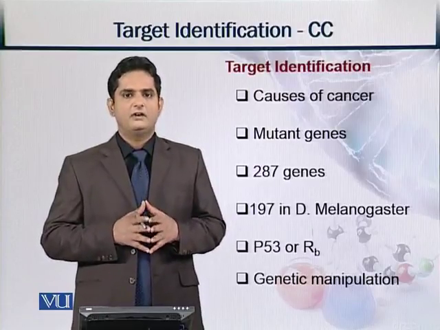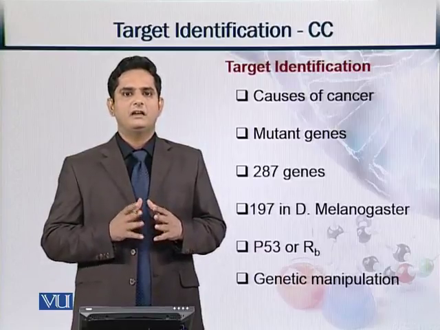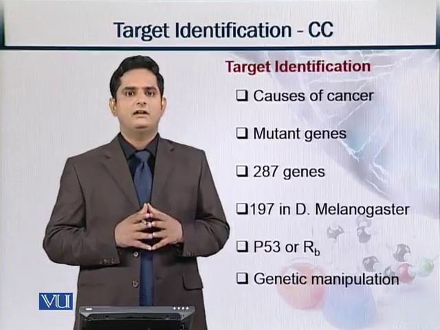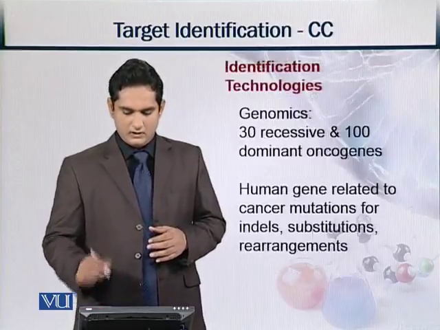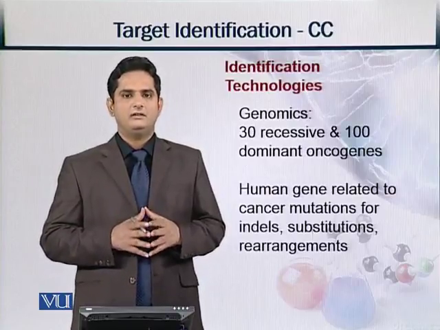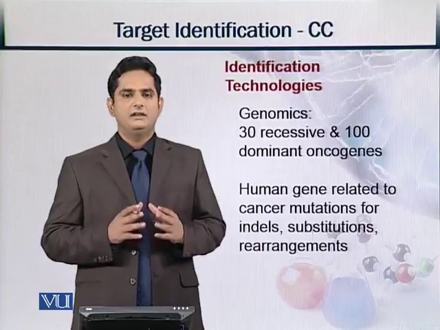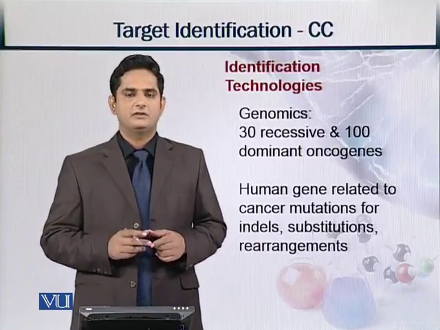If we have this information about these genes, then we can do genetic manipulation to find different targets for our drug discovery mechanism. Whenever we talk about these identification techniques based on the cell cycle, there are three different categories. The first one is genome based information.